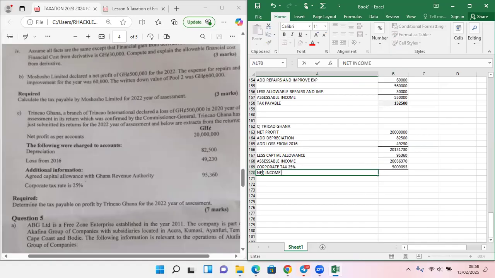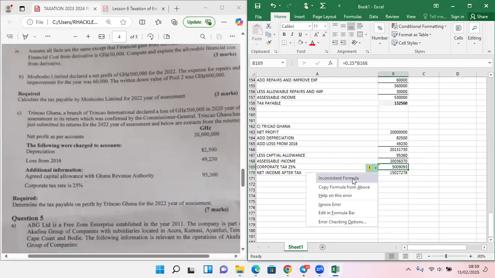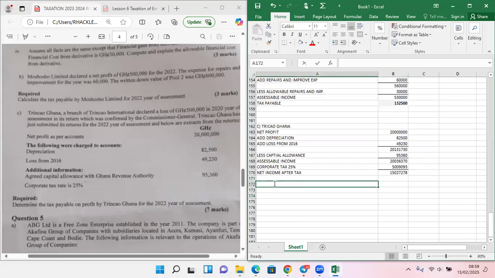Net income after tax. Where is it? Right. But because this is a branch here in Ghana, this net income is subjected to another tax of 8%. You have branch tax, which is going to be 8%.